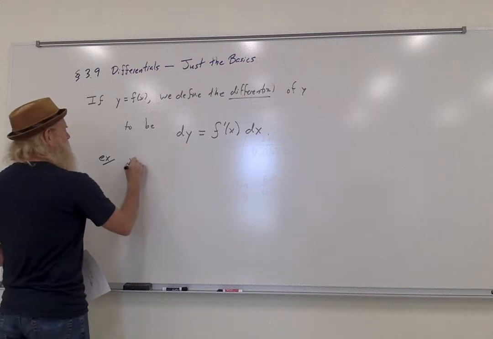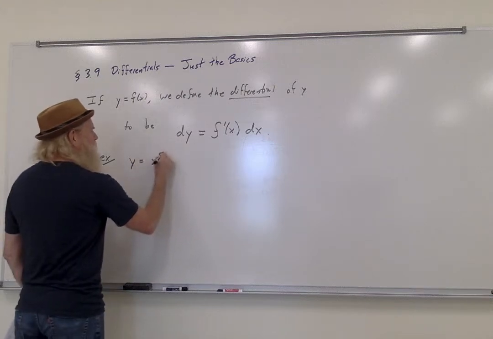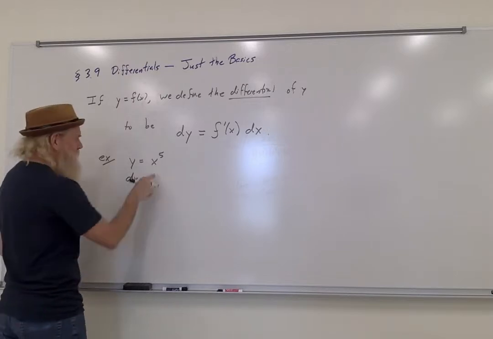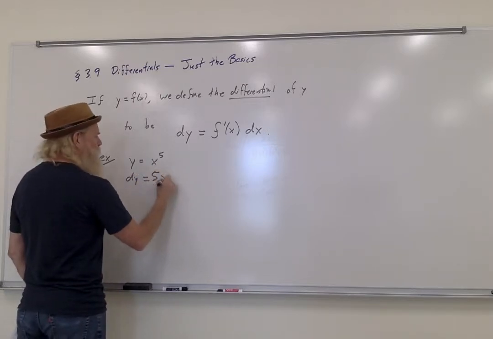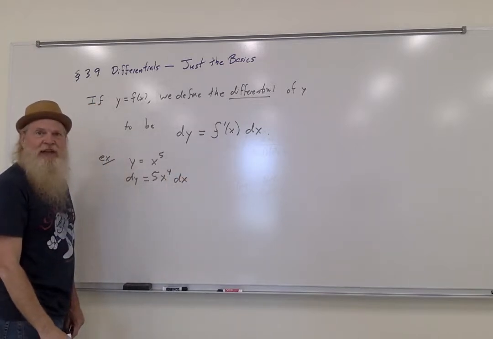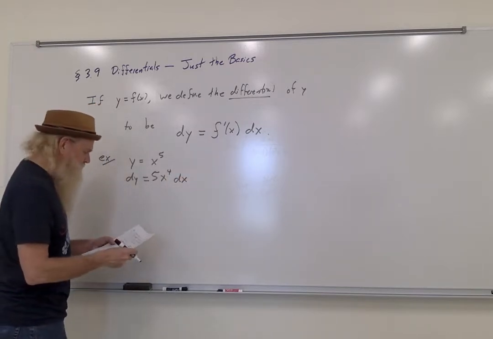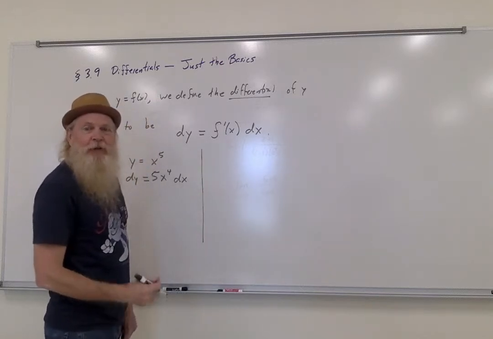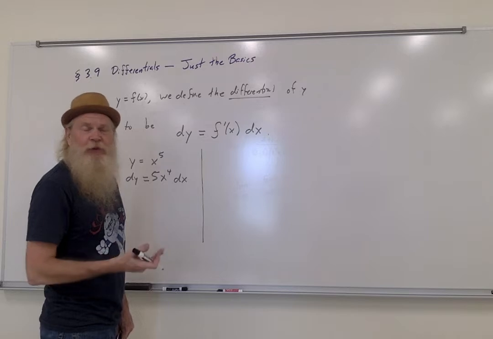So for example, if y is equal to x to the fifth, then dy is found by taking the derivative of the function, so 5x to the fourth, and writing dx after it. Easy as that. Of course, on the test, you'll probably see problems that involve the quotient rule or the product rule or maybe chain rule.